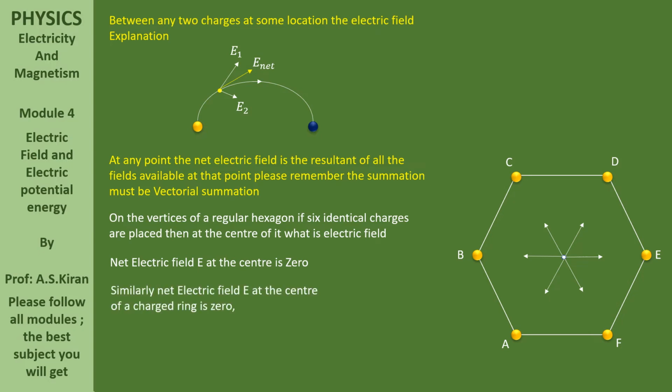Similarly, net electric field E at the center of a charged ring is 0. Proof is after learning Gauss law, I mean, in the coming modules. After learning Gauss law, there will be so many shapes given to you where you can find different electric fields with respect to the distributed charges also.